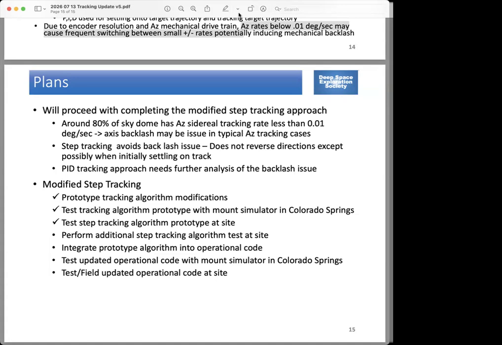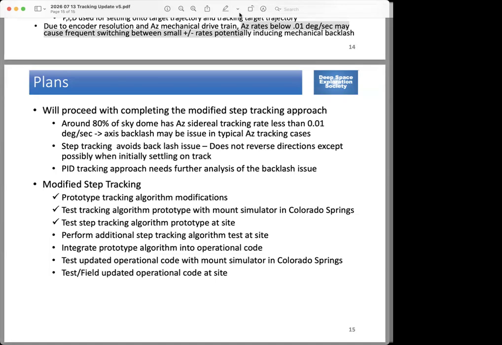So Phil Gage is finishing up the work that is mostly a GUI operator interface type thing. Once we get that completed, we're probably going to field that sometime either the summer or fall. And then this other thing that we're talking about, this modified step tracking, would be sometime in midwinter probably.